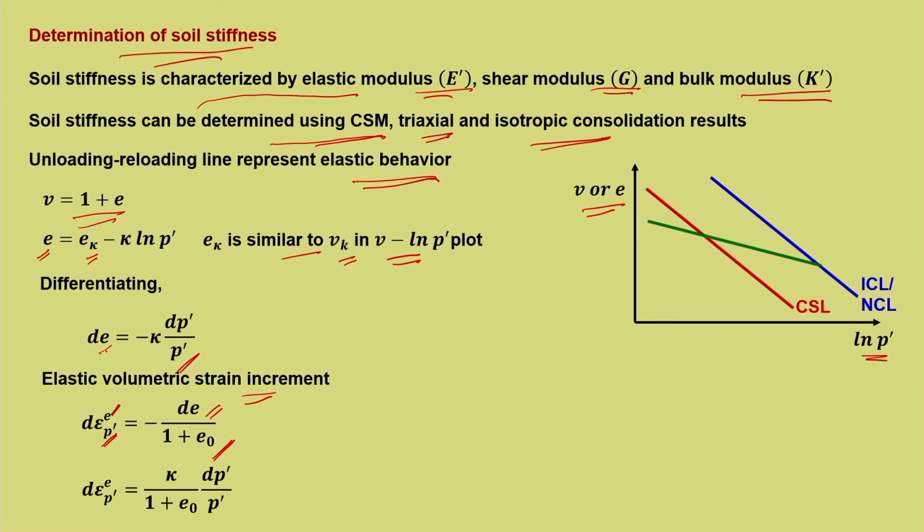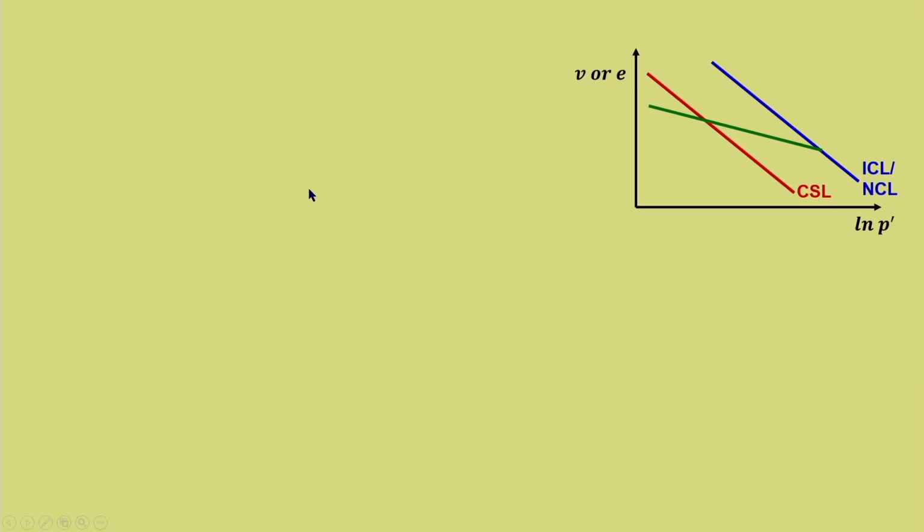So, we know what is de from this expression. If you substitute this, you can get d epsilon p dash e is equal to kappa by 1 plus e naught dp dash by p dash. So, this is what we get. But we also know d epsilon p dash e is equal to dp dash upon strain, that is stress by strain equal to K dash. Here it is volumetric stress upon strain, so it is bulk modulus K dash. So, d epsilon p dash e is equal to dp dash upon bulk modulus K dash. K dash is the bulk modulus.